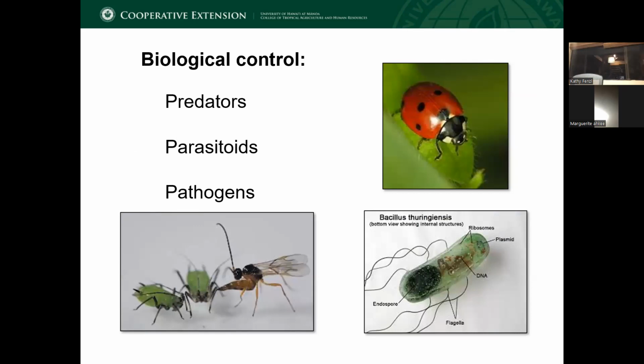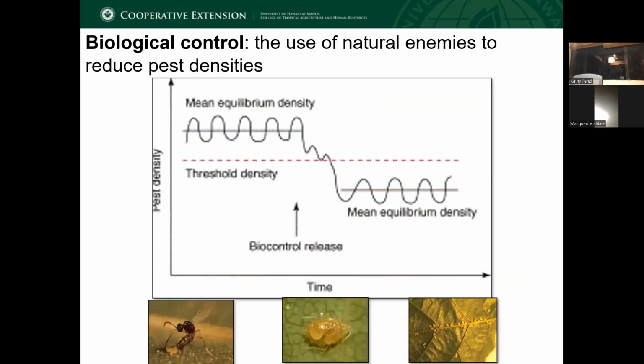Biological control, so this includes predators, parasitoids, and pathogens potentially. And just a reminder that the use of natural enemies reduces pest densities, but it doesn't eliminate the population altogether. So this is, again, a management strategy that's going to bring that equilibrium density down, hopefully below that threshold, so that we can continue to have good avocado production, but know that the pest is going to continue to be there as well.